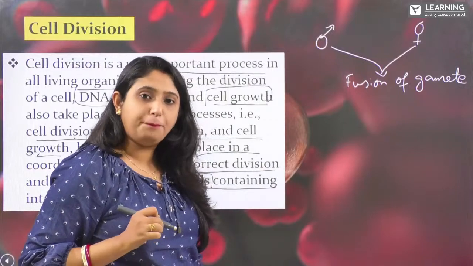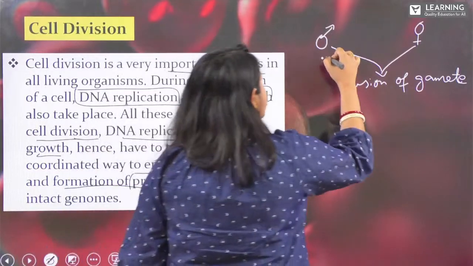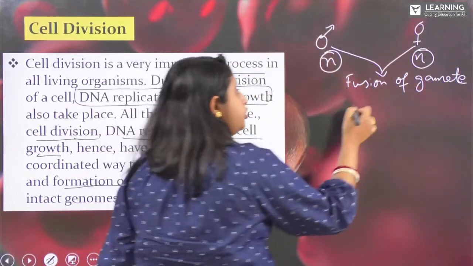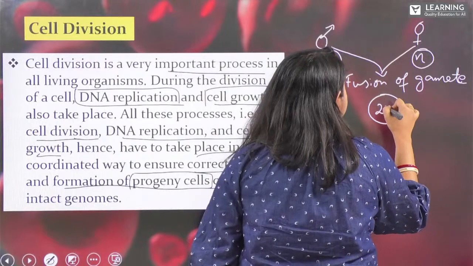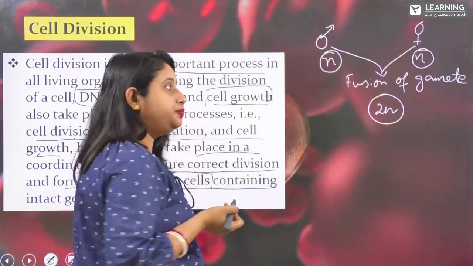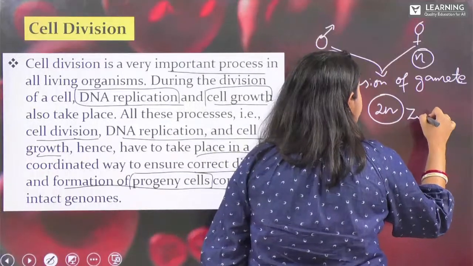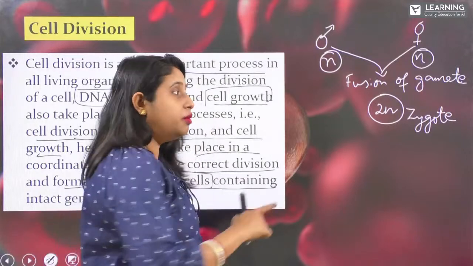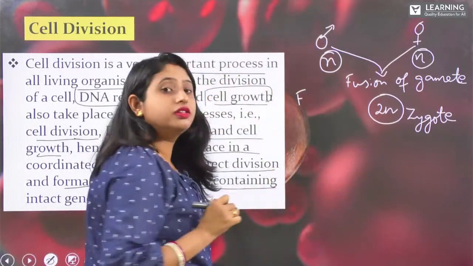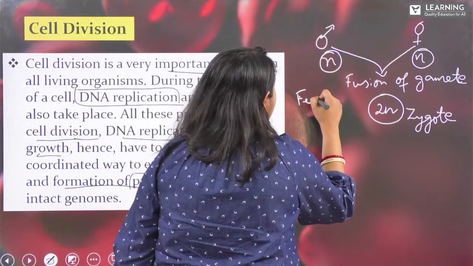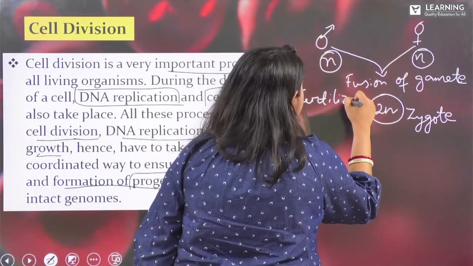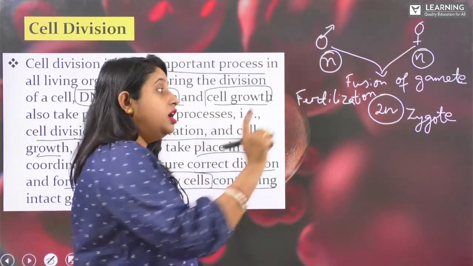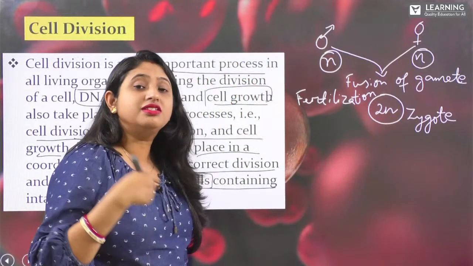Here the gametes are haploid gametes, right? So what happens? N number of chromosomes from here, N number of chromosomes from here, and it will lead to the formation of diploid, isn't it? So this is diploid. Now this will form the zygote, that is, fusion of male and female gametes leads to the formation of the zygote. We call this process fertilization. So this is how fertilization takes place. Now from this zygote, this is the progeny cell.